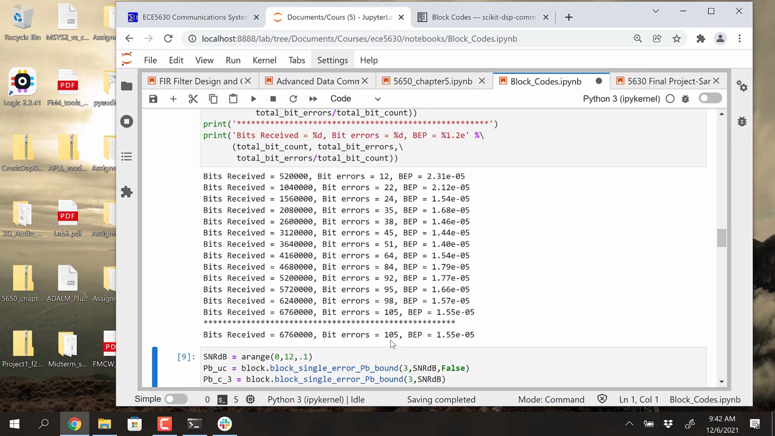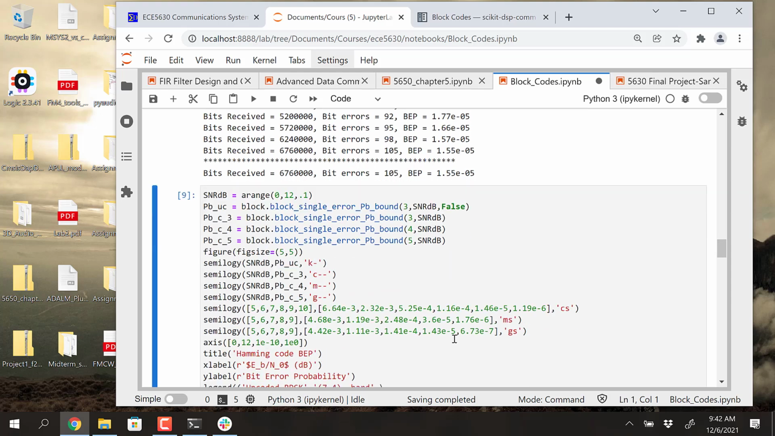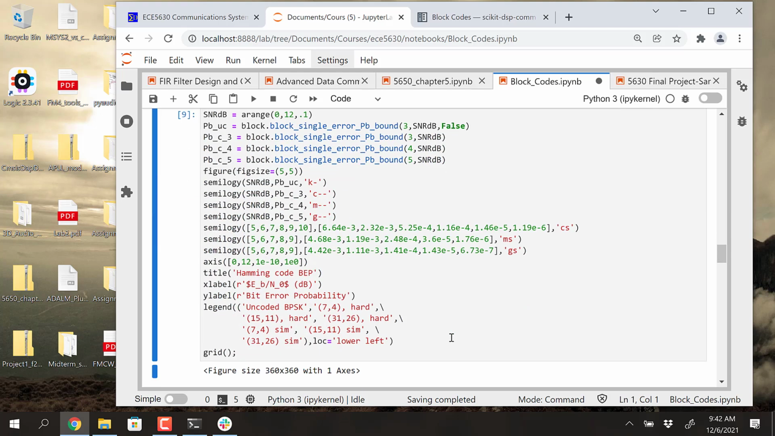And then here, it crossed the line. It hit 105, so it stops. It breaks out of the while loop. And then it's got 105 divided by that, and that's the error probability. So he did that for several different codes, J equal to 3, 4, and 5.